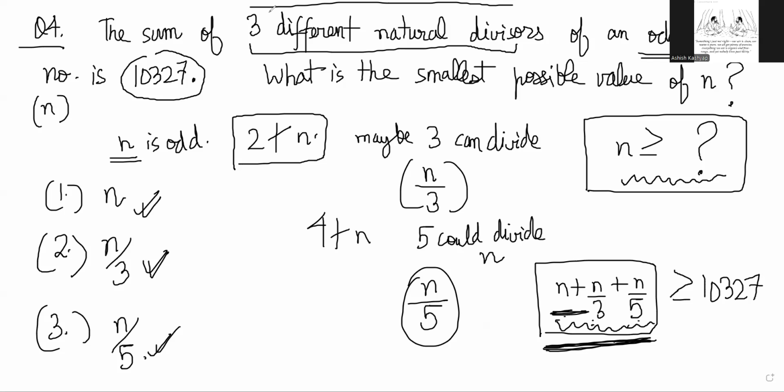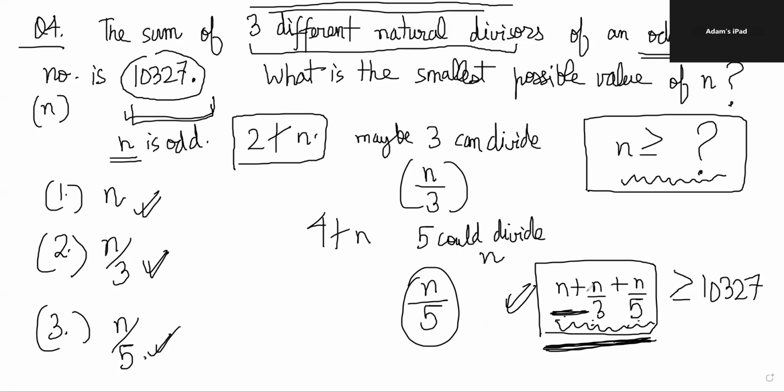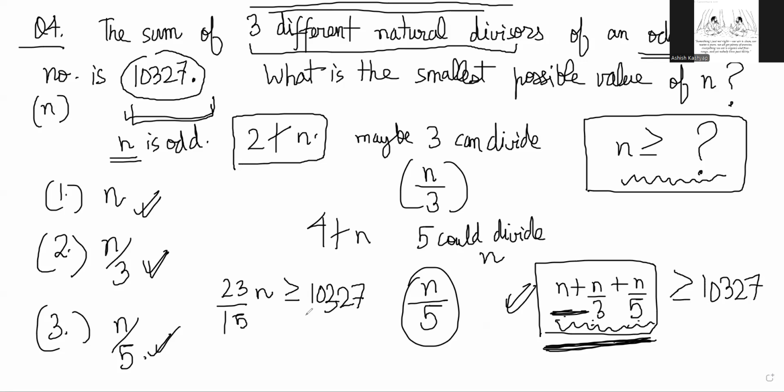And we have that the sum of three divisors is 10,327. So this is the maximum value of it, right? If you simplify this, it is 15 plus 5, 20 plus 3, 23 by 15 n, which is greater than or equal to 10,327. So let's calculate: n is greater than or equal to 10,327 into 15 by 23.